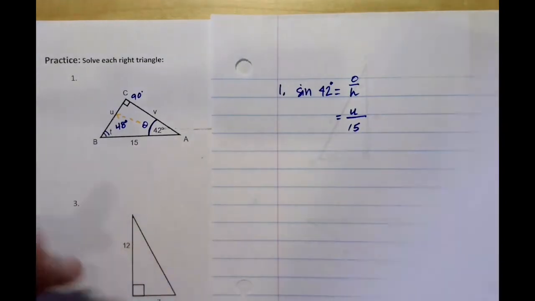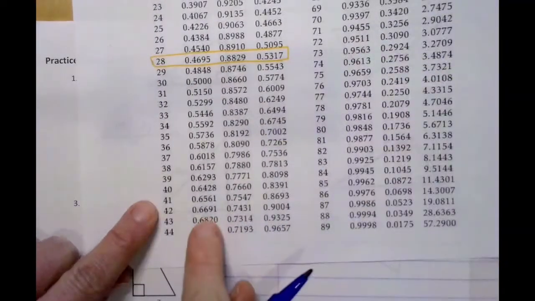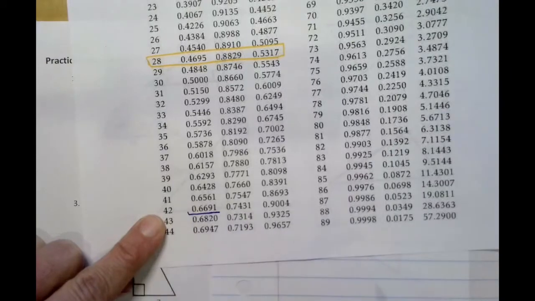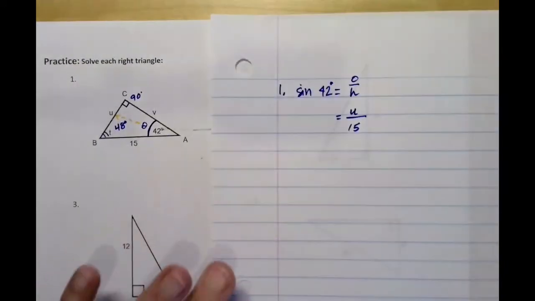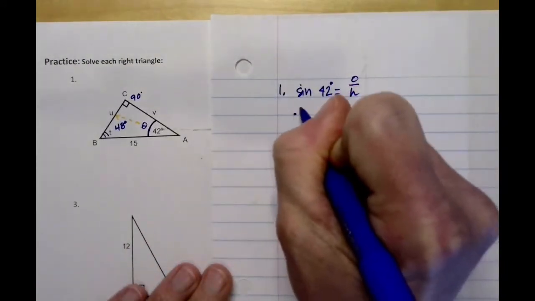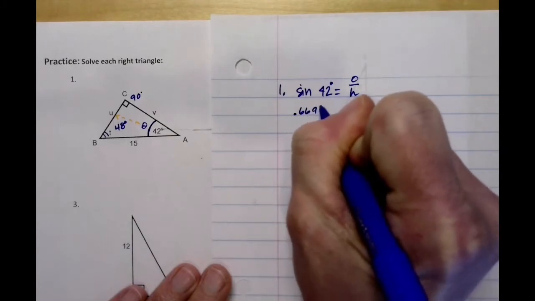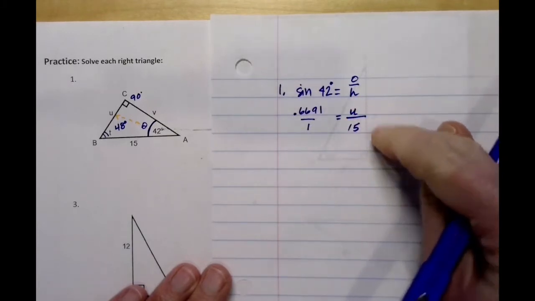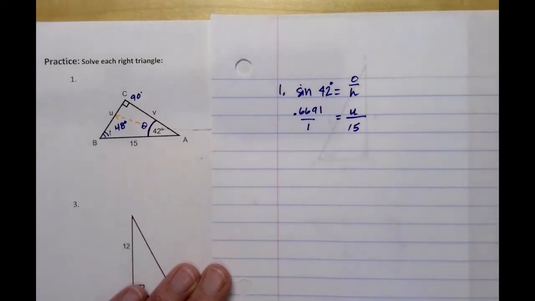All I need now is the sine of 42 degrees. So I can go to my chart. I can find 42. And I know that my sine is going to be here, 0.6691. So this decimal value, 0.6691, is the unit rate of this comparison for that degree angle.